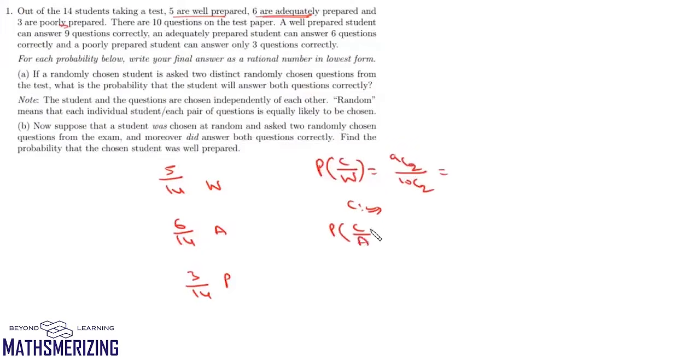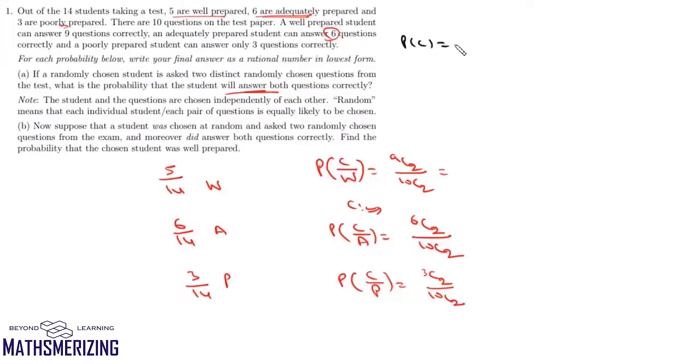Now if the student is adequately prepared, then the probability of getting 2 questions correct is 6C2 upon 10C2, and if it is poorly prepared, then the probability of getting 2 correct is 3C2 upon 10C2. Now we need to find the probability that a student will answer both questions correctly. So it is a conditional probability question.